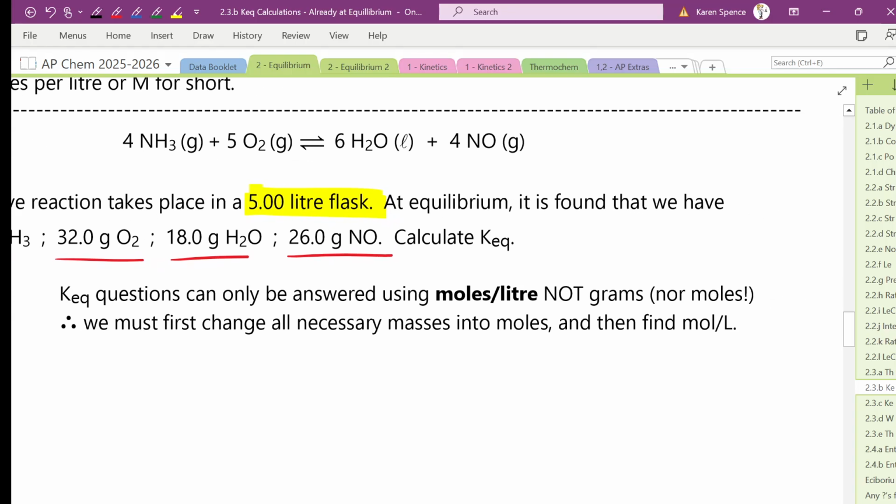Now, KEQ questions, your KEQ expression doesn't say grams of whatever. It doesn't say moles of whatever. It says concentrations. So you always have to get everything into moles per liter first. So you're going to do that first, and then you're going to plug them into KEQ. Do you feel like you would like to try that? Do you want to give it a go, or do you want me to do it with you? You'll try it? Excellent.